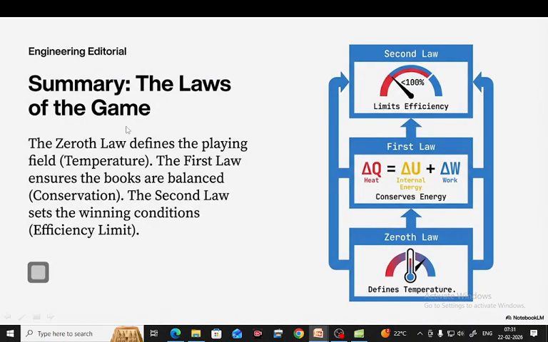Summary: the laws of the game. The zeroth law defines the playing field, temperature. The first law ensures the books are balanced, conservation. The second law sets the winning condition, efficiency limit. So here you see that the zeroth law defines temperature. The first law conserves energy, that is del Q equals del U plus del W work, and the second law limits efficiency to less than 100%.